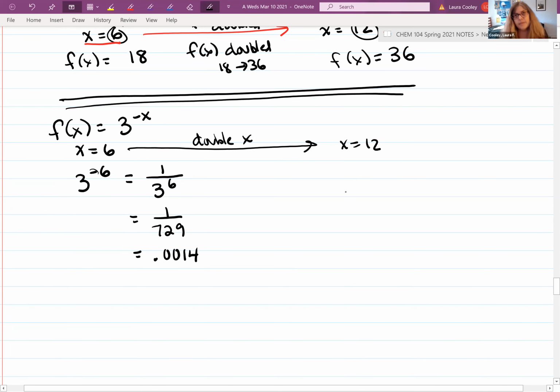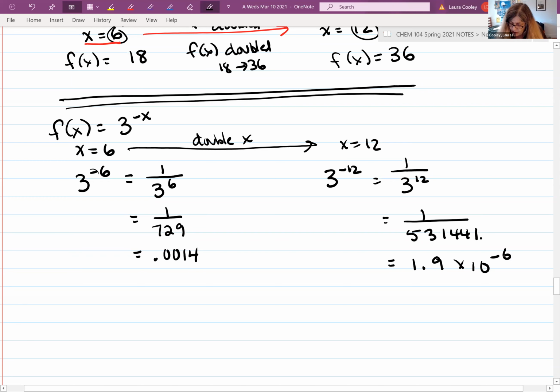Okay. Now, if we double x, so x is 12, and now we calculate 3 to the negative 12. That's 1 over 3 to the 12th. And that 3 to the 12th is 531,441. Look at that number. Okay. And if you take that and figure out what it is, it's 1.88, let's call it 1.9 times 10 to the negative 6th, or 0.0000019.